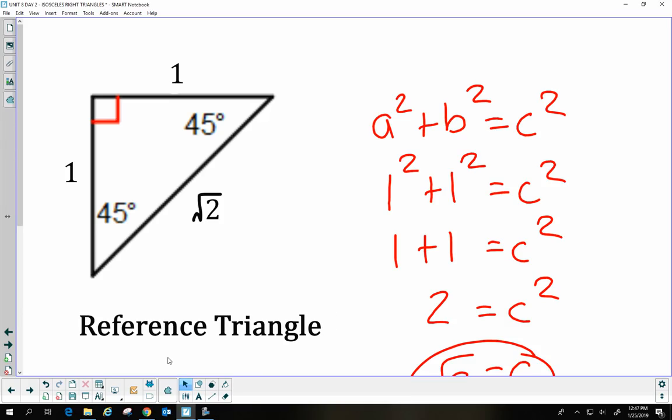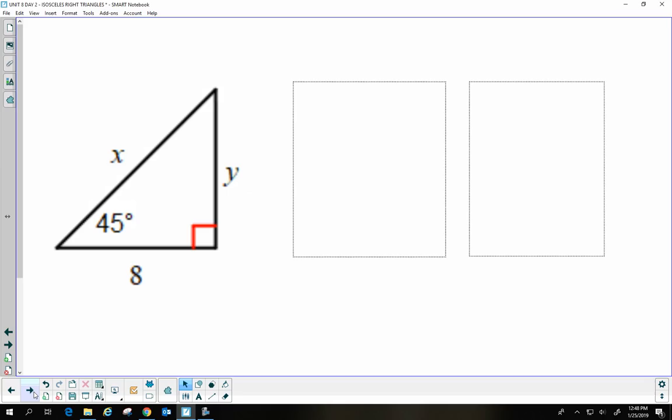We can use this reference triangle to figure out the lengths of sides in isosceles right triangles if they're different from 1 and square root of 2. So let's use this reference triangle to try and solve some isosceles right triangles. So here I have an isosceles right triangle. It's got one 45-degree angle, and so that means that the other angle there is also 45 degrees. I know how long one side is, but I don't know how long the other two are.